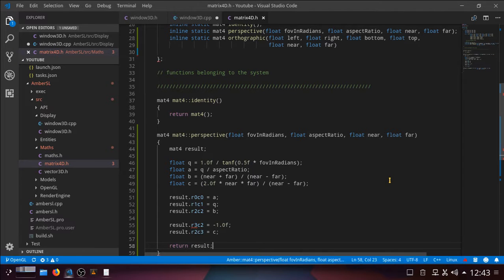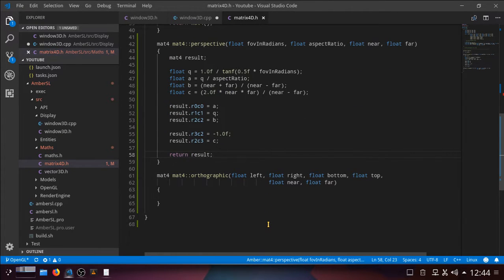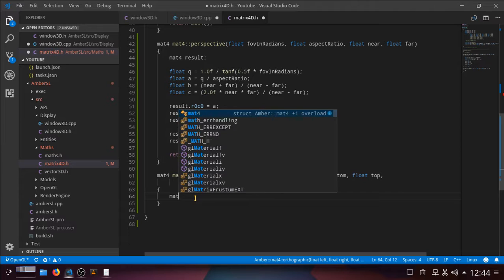Save that out. Thank you. That's your perspective. Congratulations. Welcome to mathematical genius. Yeah, I simplified it all down. It took a while. It took me ages to get this right.